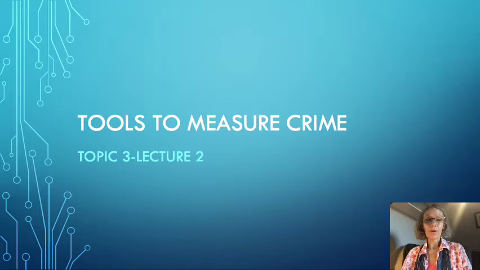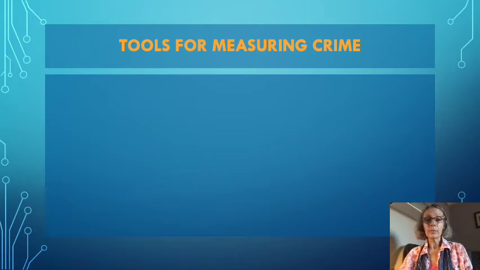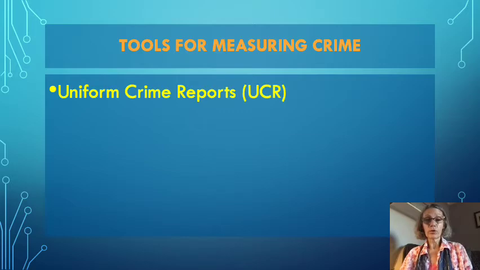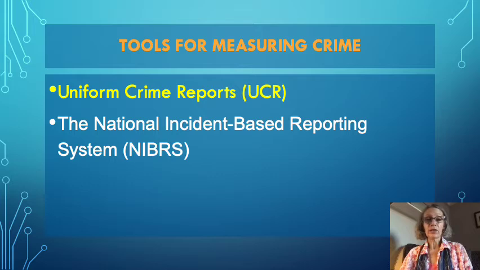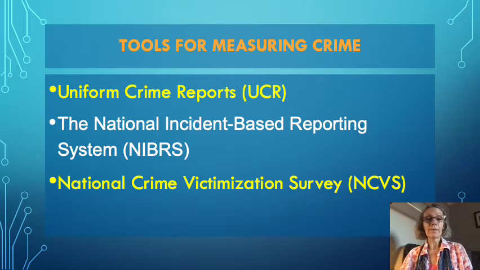In this topic lecture, we're going to be talking about tools to measure crime. Your textbook talks about 4 different tools for measuring crime, and in this lecture, we're going to talk about 2 of them. The 4 tools in your textbook are the Uniform Crime Reports, the National Incident-Based Reporting System, the National Crime Victimization Survey, and self-report surveys. In this lecture, we're going to talk about the Uniform Crime Reports and the National Crime Victimization Survey.